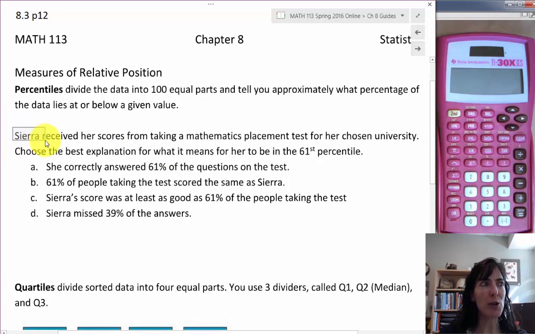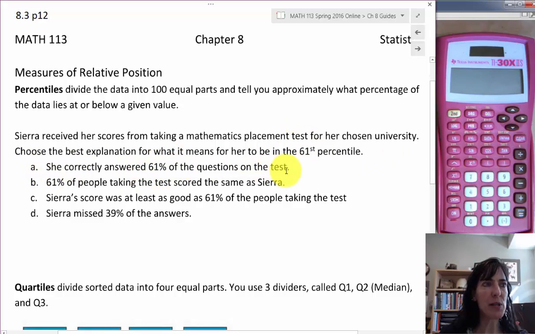So Sierra is our example, and she got her scores from taking a math placement test for her chosen university, say the SAT or the ACT. Choose the best explanation for what it means for her to be in the 61st percentile.